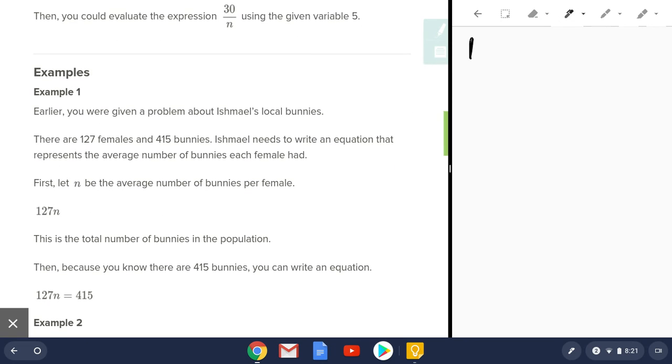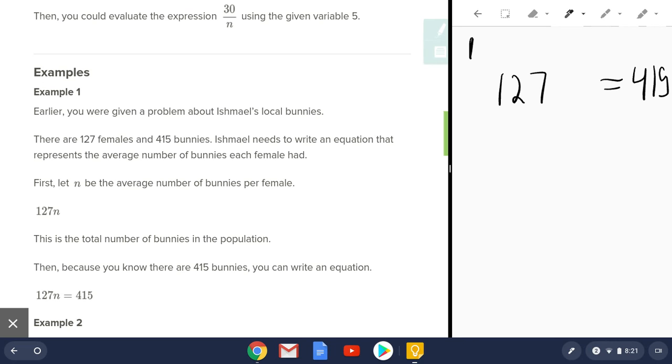Earlier, we were given a problem about Ishmael's local bunnies. So we know that there are 127 females and 415 bunnies. Ishmael needs to write an equation that represents the average number of bunnies each female had. So if each female had the same amount of bunnies, how many would it take to get to 415? So we know our starting point was 127, right? We know our ending point was 415. So something happens to 127 to get to 415.